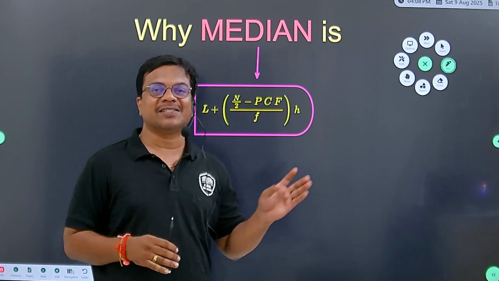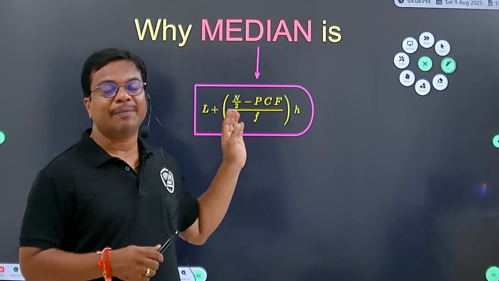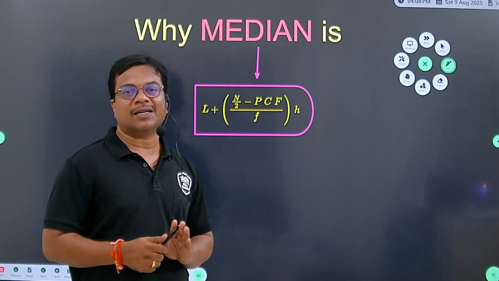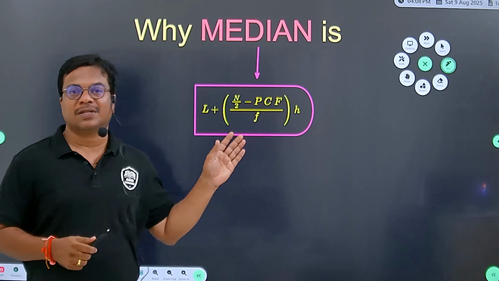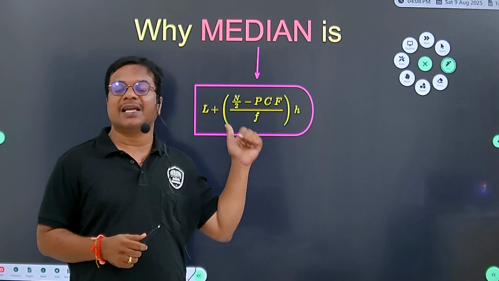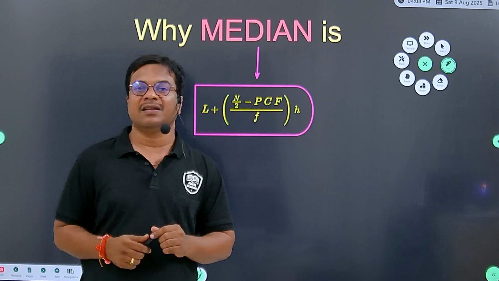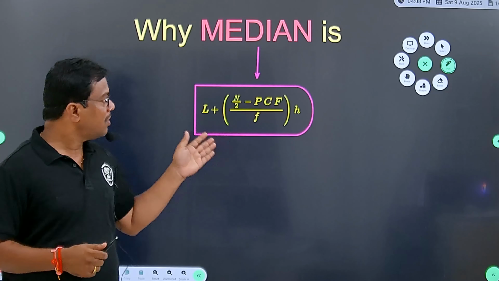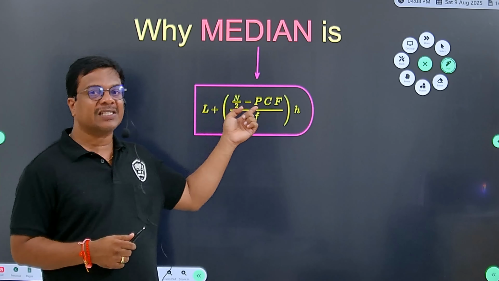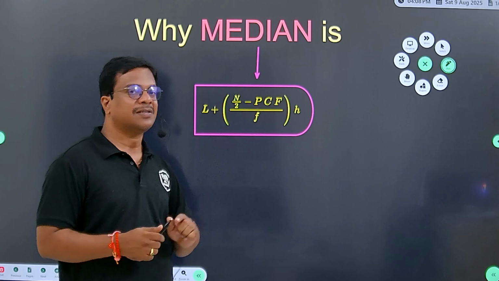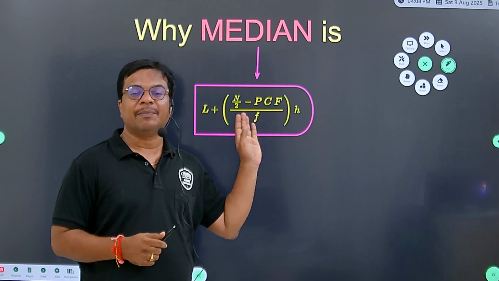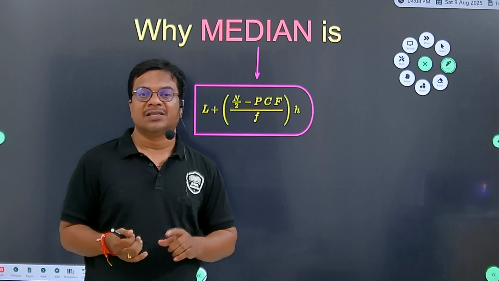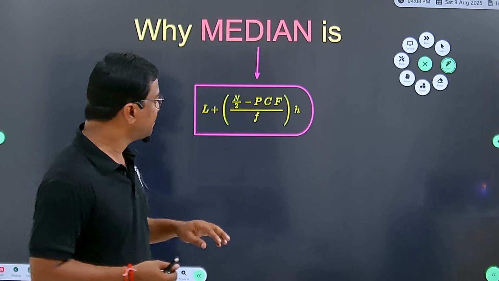Today we are going to discuss how to find median of group data. Suppose class intervals and their corresponding frequencies are given. We follow the formula L plus (n by 2 minus PCF) by small f into h to calculate median of the given data. See the reason behind this.